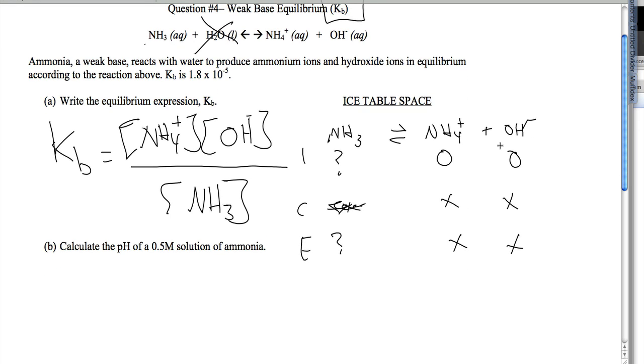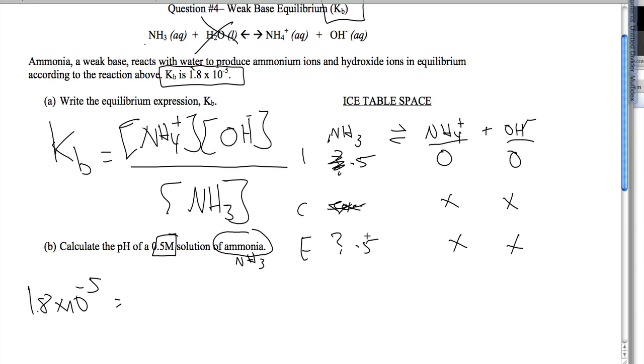Okay, so now let's read the problem and look at what we have. They give us the KB of ammonia. We know that's 1.8 times 10 to the minus fifth. They say calculate the pH of a 0.5 molar solution of ammonia, which is NH3. So when you're trying to figure out where to plug something in, you go to your ICE table. This 0.5 is not for NH4, not for OH, it's for ammonia, which is NH3. So that 0.5 is the question mark, and in relation to this table, it's the denominator.